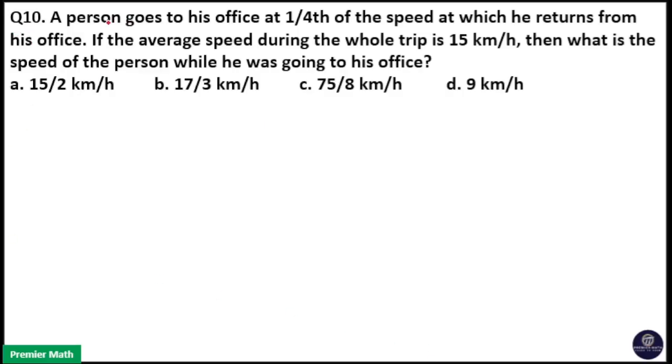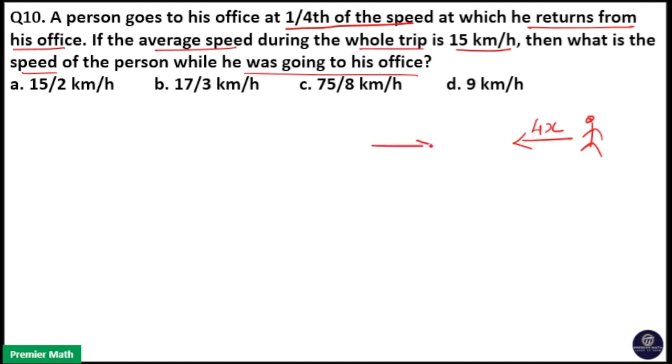Next is question number 10. A person goes to his office at 1/4 of the speed at which he returns from his office. If the average speed during the whole trip is 15 km per hour, then what is the speed of the person while he was going to his office? If I take returning speed of this person as 4x, that means while going to office, he will take 1/4 of the returning speed 4x. That means speed at which he is going to office is x km per hour.